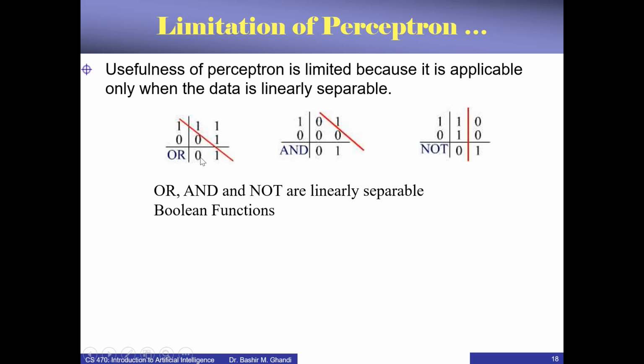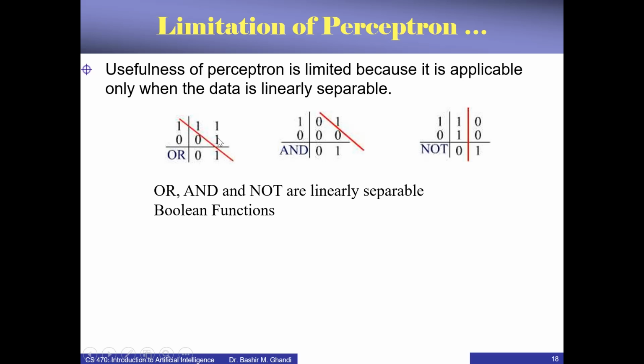You can see here 0 or 0 is the only one that will give you 0 in the OR function. Any other combination will give you 1. So if you have 0 and 1, 0 or 1 will give you 1. Okay, similarly 1 or 0 will give you 1.